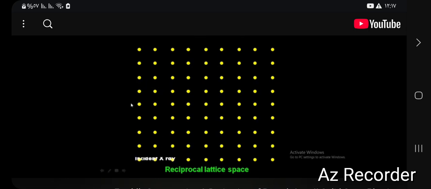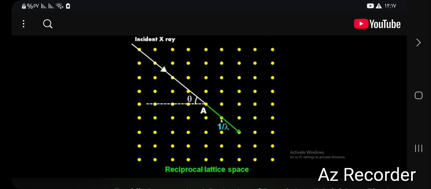Now suppose the X-rays are incident on a particular lattice point. Suppose this point is a lattice point, and X-rays are incident on this lattice point, and suppose these X-rays are making angle theta with reference to this parallel plane. So this is the direction. This green arrow is showing the direction of the incident X-ray. It is also known as a wave vector.